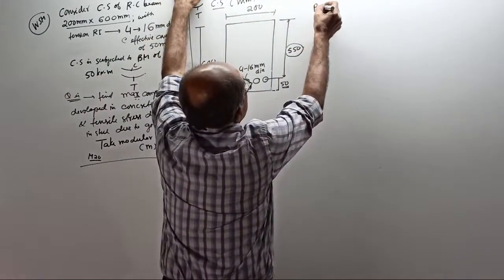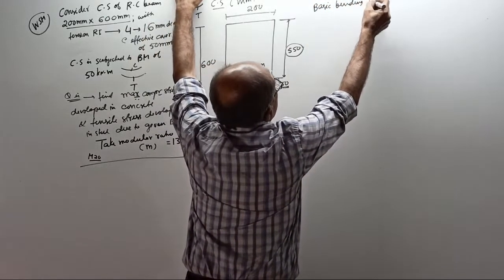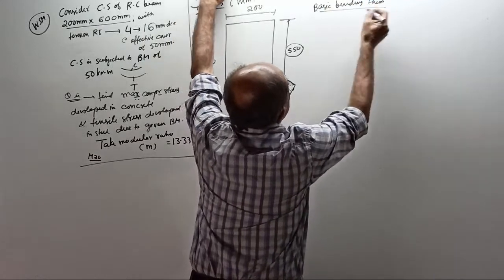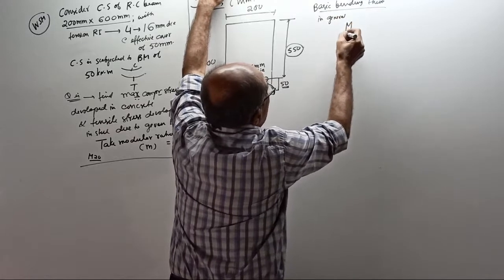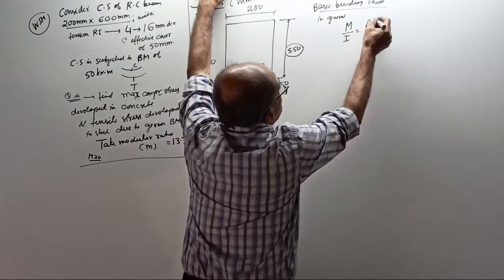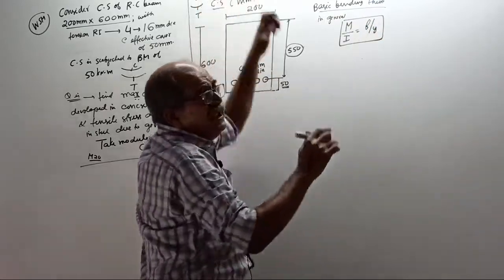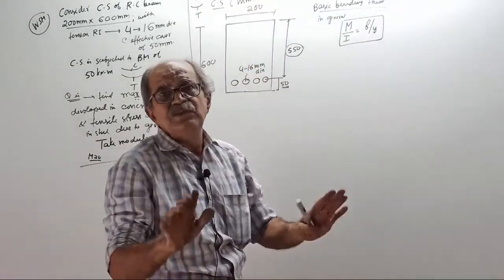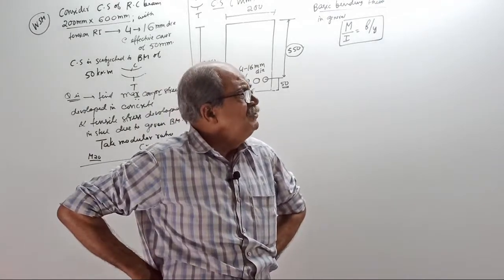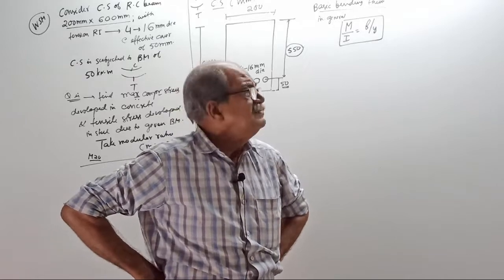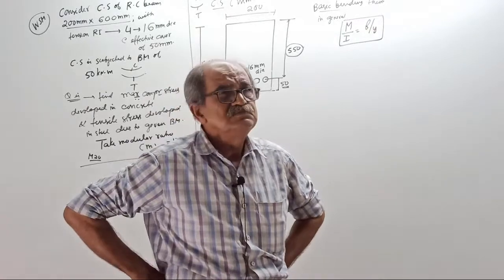Use basic bending theory. Basic bending theory, that is, in general, M by I equal to F by Y. This Y is not vertical Y, it is distance. Today there is no X, etc. Somehow this rain is targeting me. I am telling a principle and it wants to disturb me.